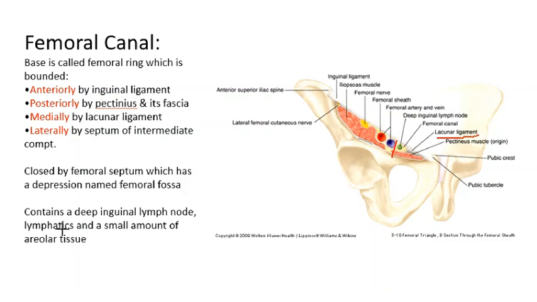And for the contents of this canal, it contains a deep inguinal lymph node, lymphatics, and a small amount of areolar tissue. See, these contents are of minor importance, as well, they are important, but as compared to these major nerves and the major vessels which are in the other compartments. So the reason why this femoral canal exists is that when there is a greater venous return to the heart, it gives space for this vein to expand, which is why it exists. That's it for the femoral canal.